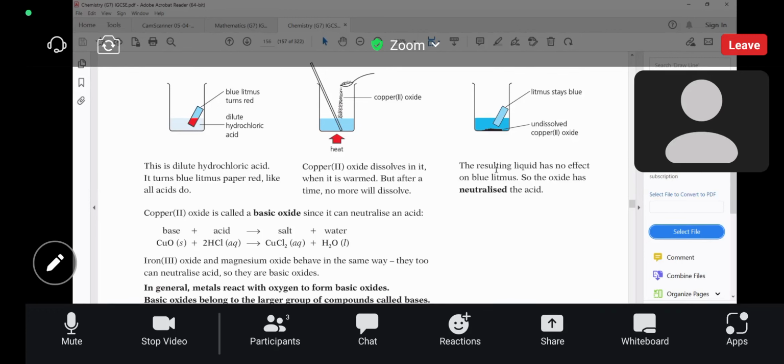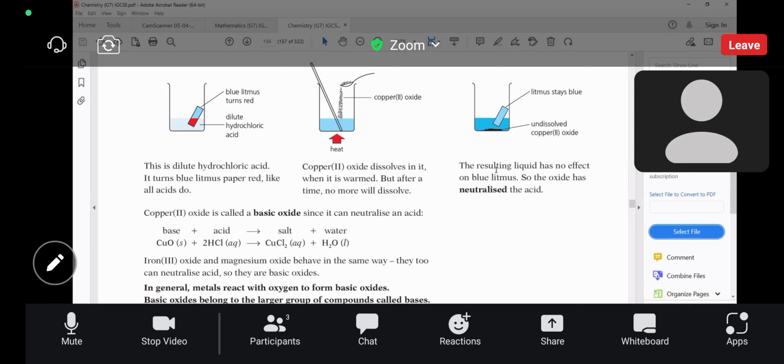There will be no effect, which means it has been neutralized, and this is a neutral substance. The purpose of doing this is to neutralize this base with this acid. Here it will remain blue, so I am coloring it like this. You can also do it. We are adding blue litmus, right?